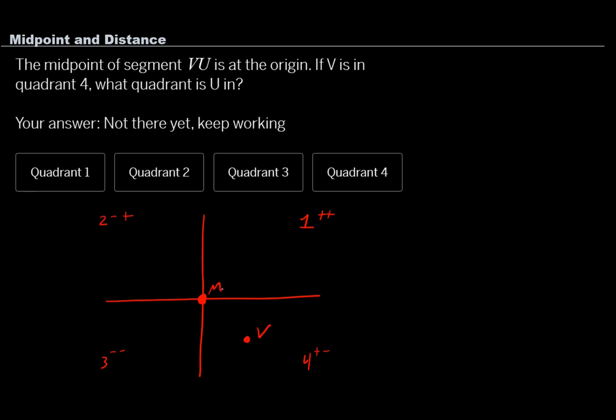and this is my midpoint. The question is, where is U? Well, segments can only go in one direction. So if this is part of my segment from my midpoint to my endpoint, the other part of the segment must go in the same direction. So it has to be in quadrant U, or quadrant 2.